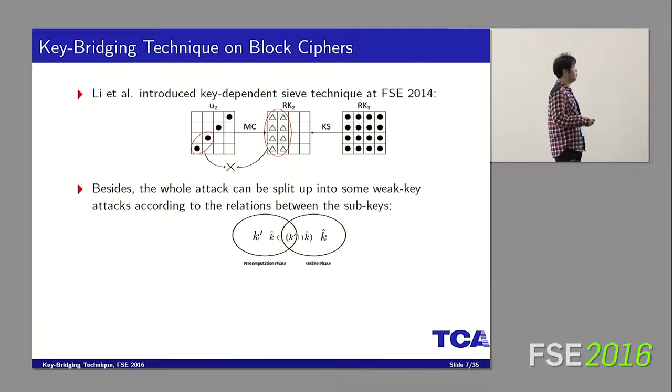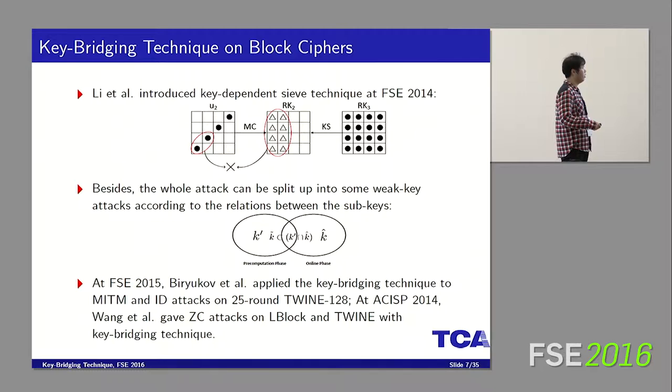At FSE 2015, Boykov et al. applied the key fusing technique to meet-in-the-middle and impossible differential attacks on 25-round TWINE-128. At ACISP 2014, Wang et al. gave zero correlation linear attacks on LBlock and TWINE with the key bridging technique.